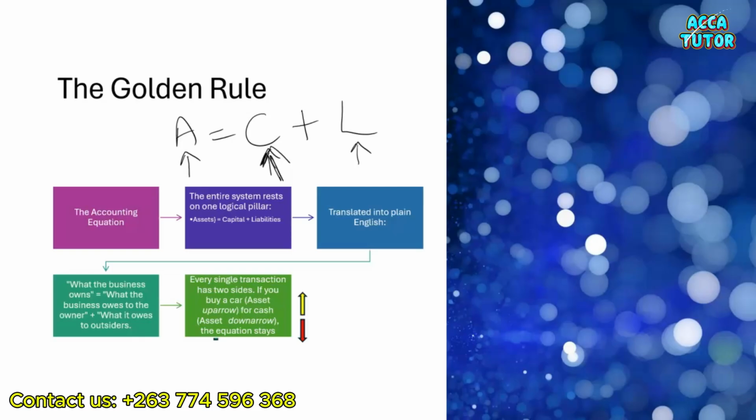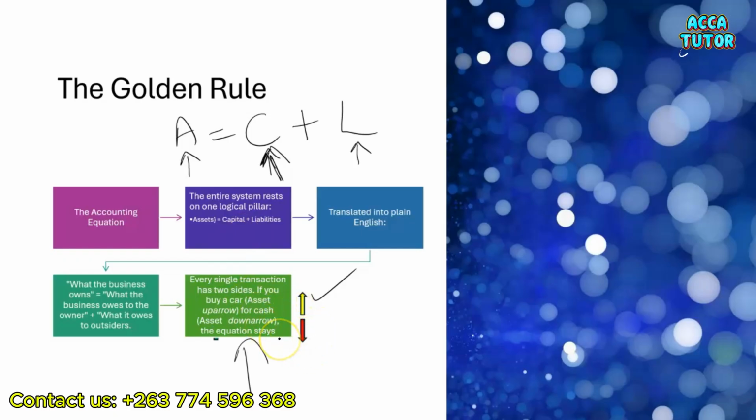So every single transaction has two sides. Every single transaction, please keep in mind, be with me on these statements. It's actually something very, very important. Every single transaction has two sides. If you buy a car, the asset goes up, right? So we are having this arrow going up. If you buy a car, assets go up, all right? For cash, assets go down.